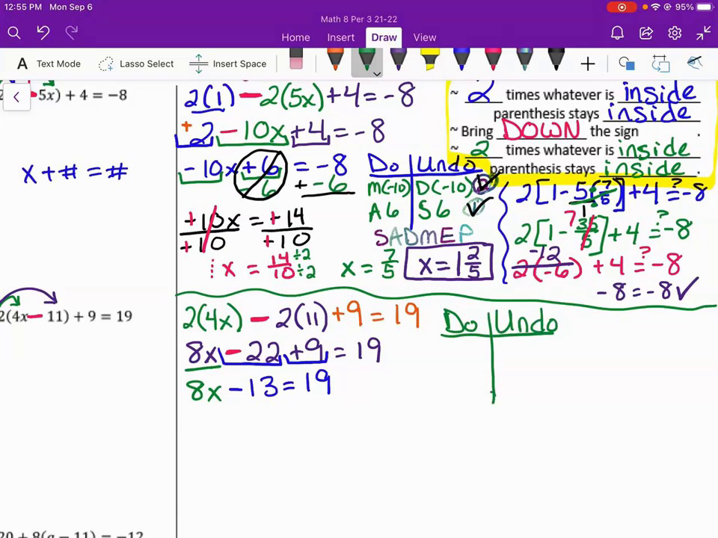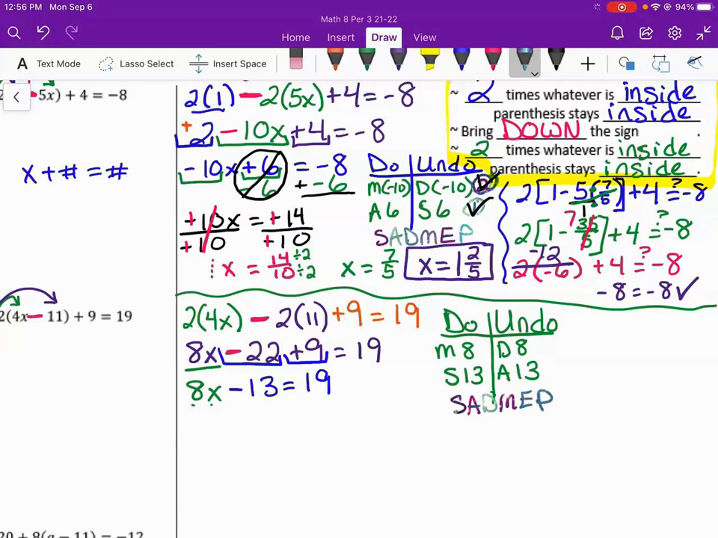So on the side with the variable, because I have, again, variable and a number equals a number. So what's going on between the 8 and the x? I've got multiply by 8. How do I do multiply by 8? I do divide by 8. Okay, so then I've got what's going on between the x and the 13. That's subtract 13, so I undo with an add 13.